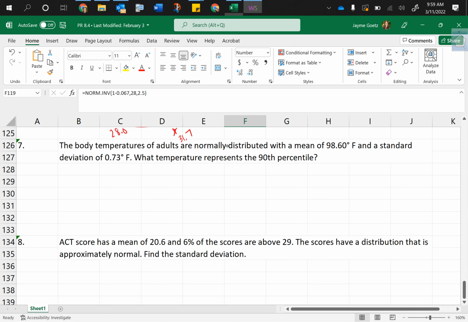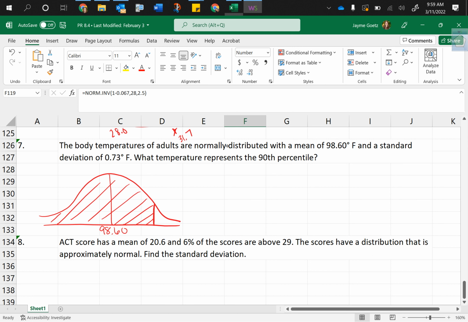Does that make sense? So is that going to be on the right side or the left side? The right side. And what's going to be the area below it? Below it, to the left, and what would be the area of that? 0.9, because it's the 90th percentile. 0.9 lies below it. So they want to know what temperature, this is the x value that I'm trying to find, corresponds or represents the 90th percentile.